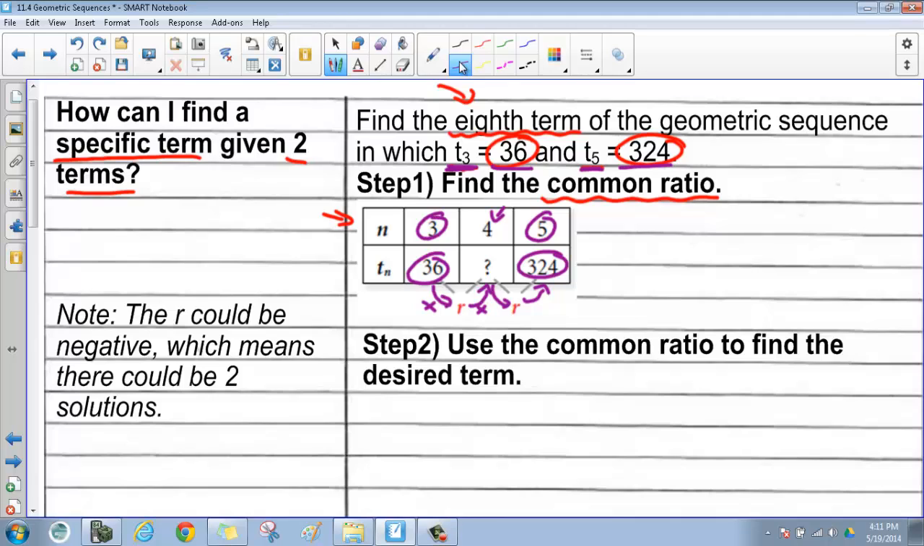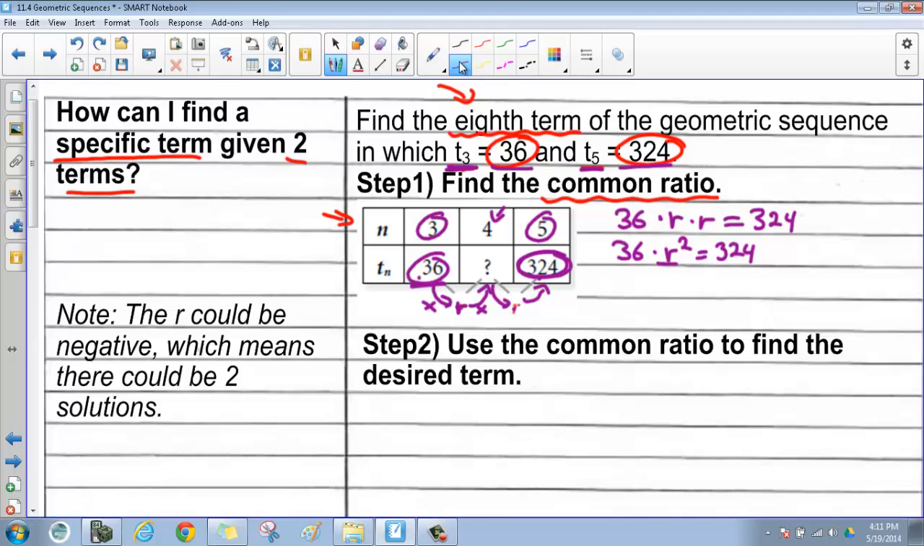So, think about it this way. If you take this 36 right there, and you multiply it by r, you get the 4th term. But if you multiply it by r again, then you get the 5th term, the 324. See how that works? So that 36 times r times r should give you the 324. Well, we know this is 36 times r squared is equal to 324. And we're just going to solve for this r, this common ratio right there.